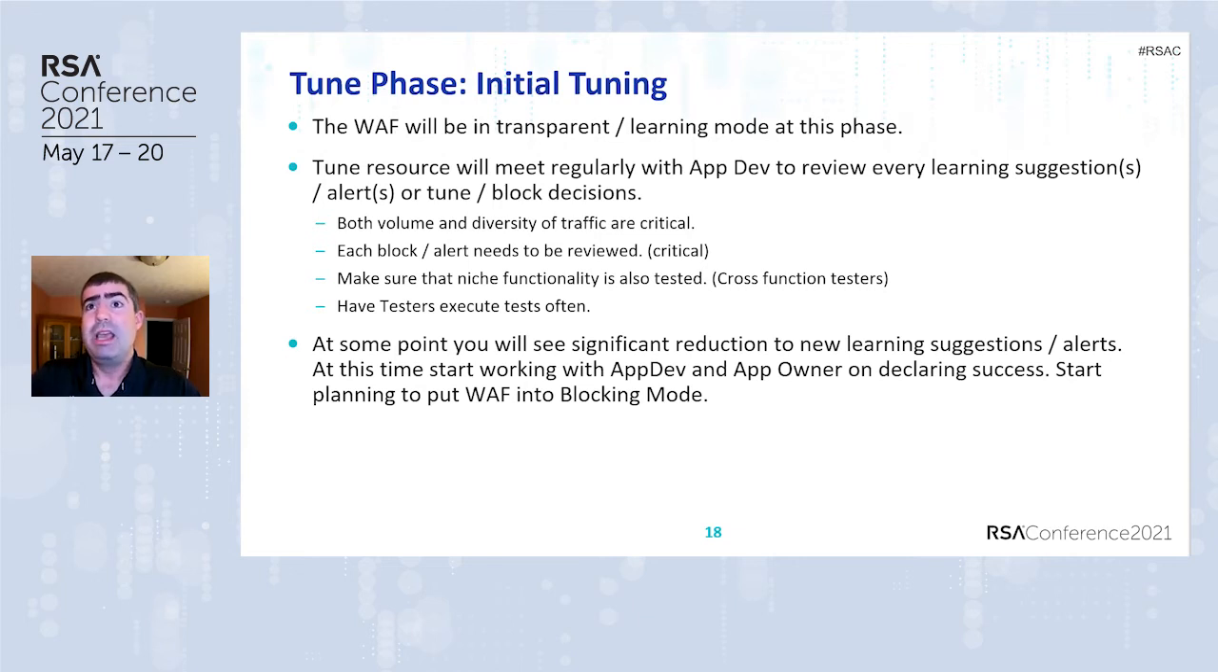And so we need to make sure that we're reviewing all traffic. We need to make sure that our testers are really going through and testing both core as well as niche functionality. That is so critical. Now, as you go through the initial tuning, you're going to get a lot of alerts at start, but very rapidly, you're going to see them descend until the tuning resource and the application developers have high confidence that the application has been tuned.